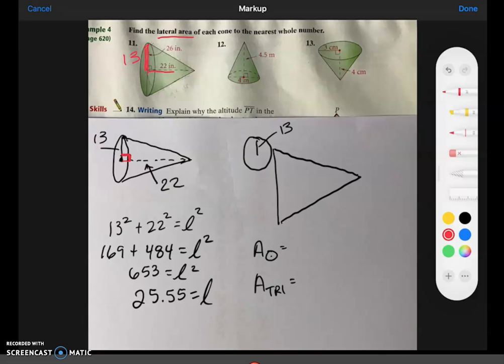This inside here is the regular height. And when we try to figure out surface area or lateral area, we don't need the inside height. We need, and I'll highlight this in red, the slant height right there, which in this picture is right here. And hopefully you can see this basic a squared plus b squared equals c squared triangle. So I did 13 squared plus 22 squared is equal to slant height L squared.